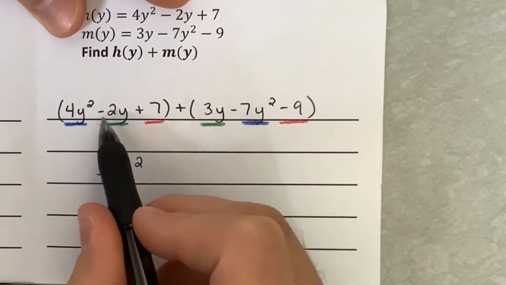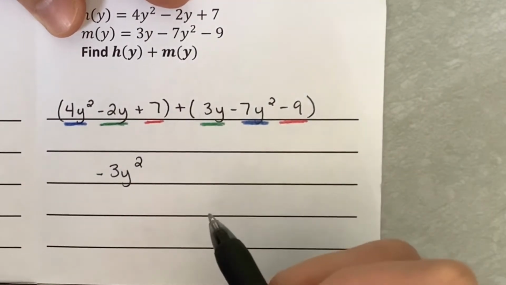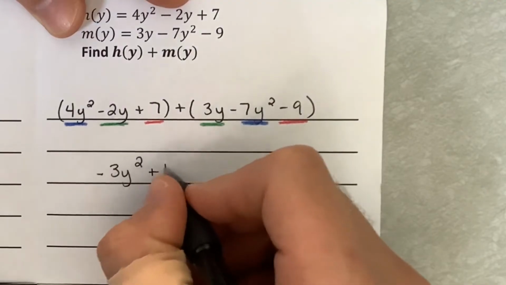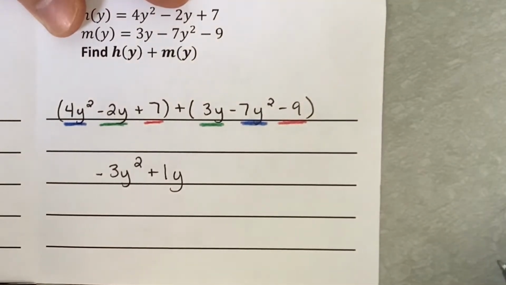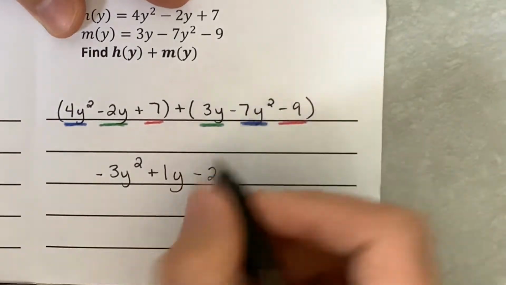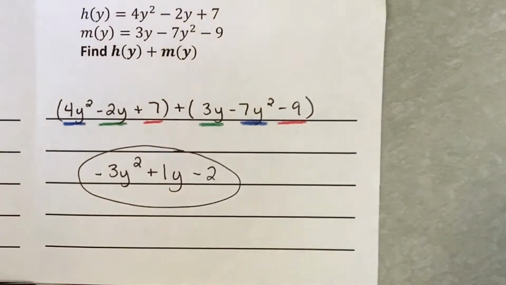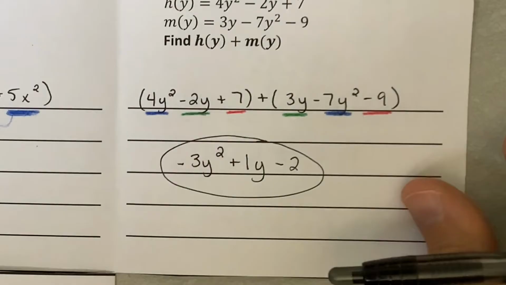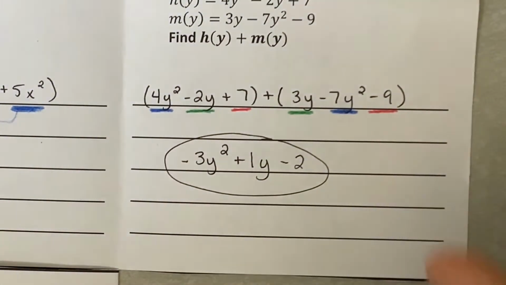For my y's, I have a negative 2 plus 3. Well, that's gonna give me a positive 1. Don't forget the variable y there. And I got a 7 minus 9. That's a negative 2. And that's it, guys. You can double check my work in a calculator. I highly recommend using a calculator for yourself if you struggle with the little mental math there. But that's it, guys. That's all we gotta do.